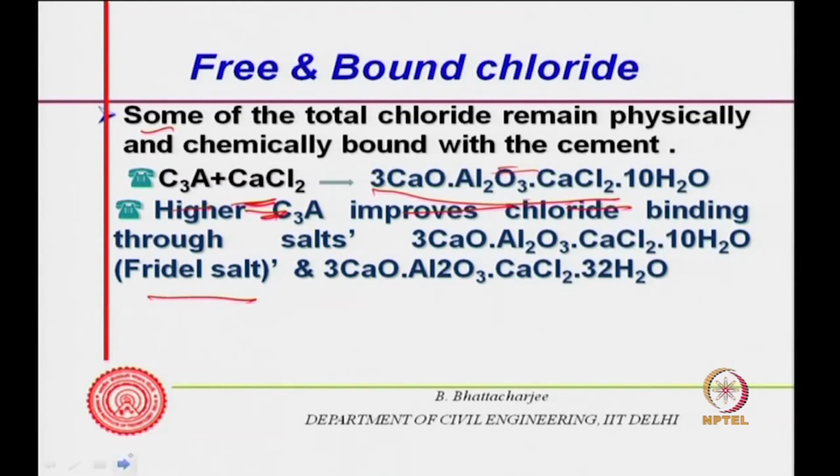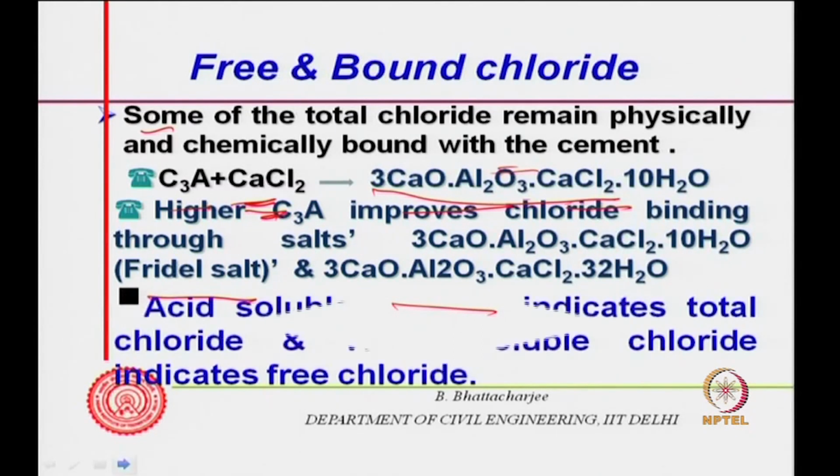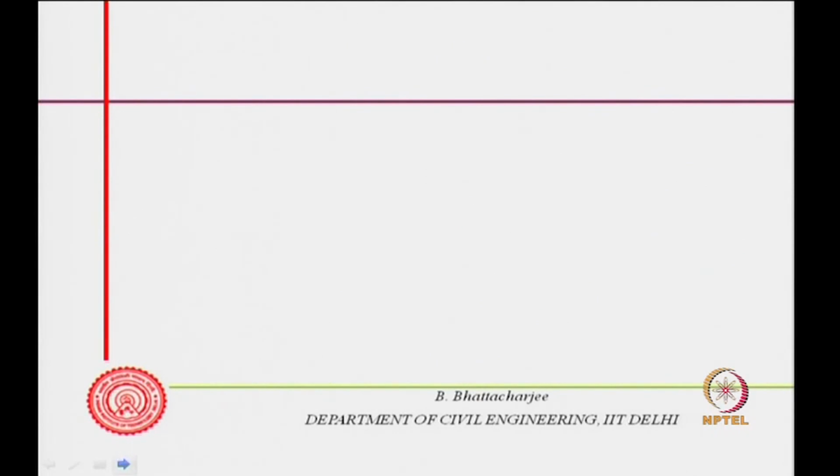Therefore, total chloride, when we measure it as acid soluble chloride, includes both the bound chloride and the free chloride. Acid soluble chloride indicates total chloride and water soluble chloride indicates free chloride. So, total minus free chloride gives you the bound chloride.